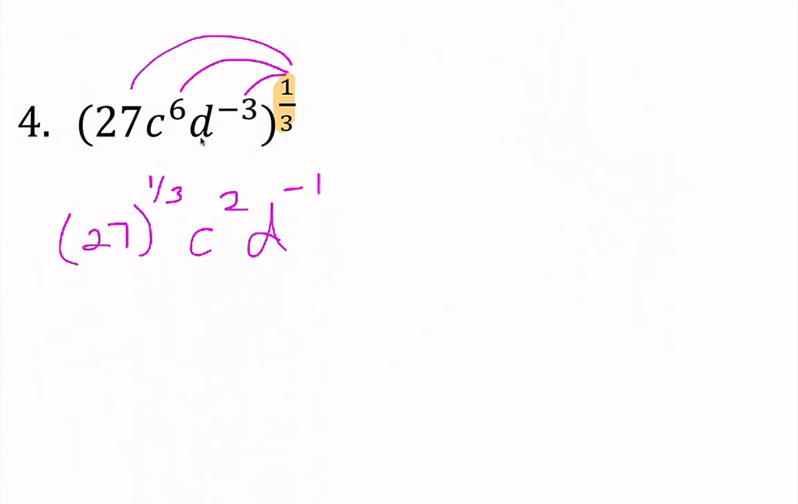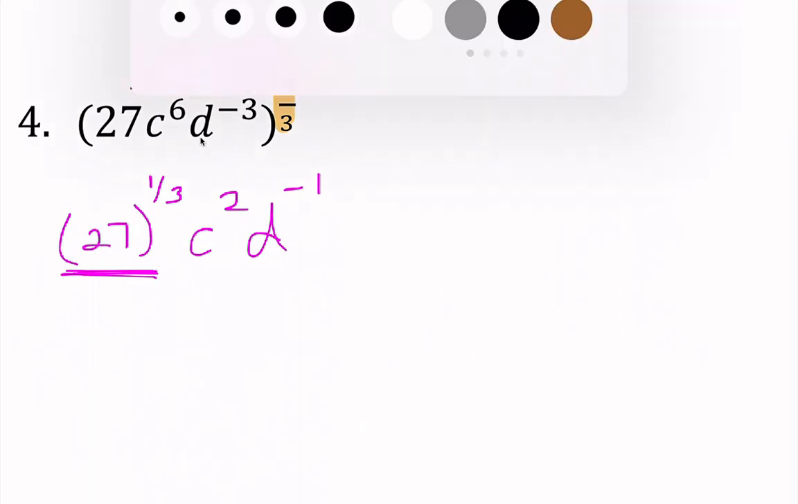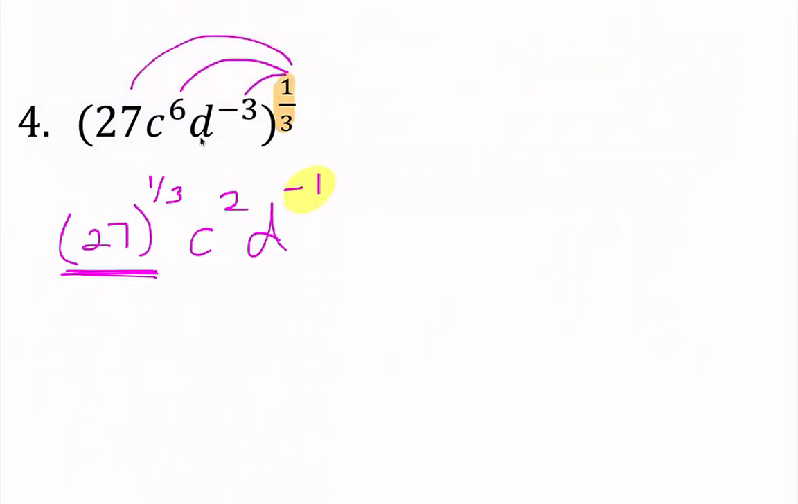All right, I have to simplify two things here. The first thing I have to simplify is 27 to the 1/3 power. The other thing I have to simplify is I have a negative exponent.